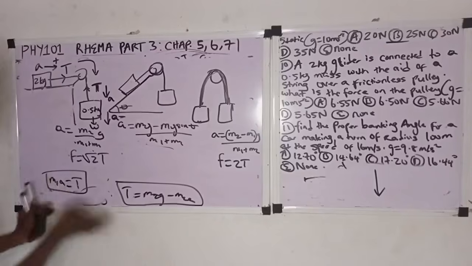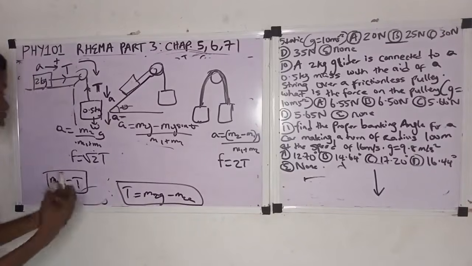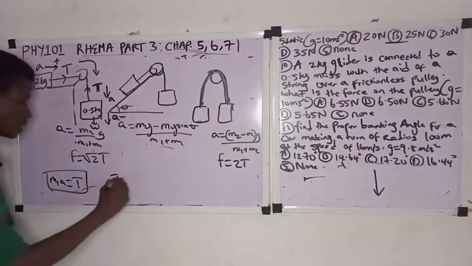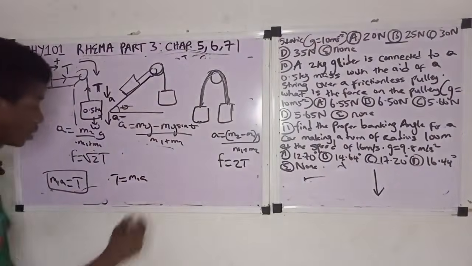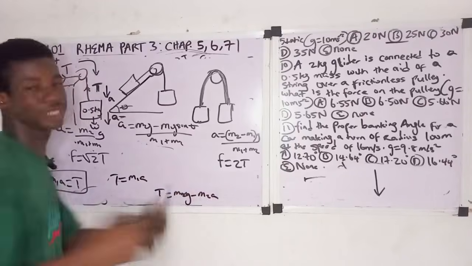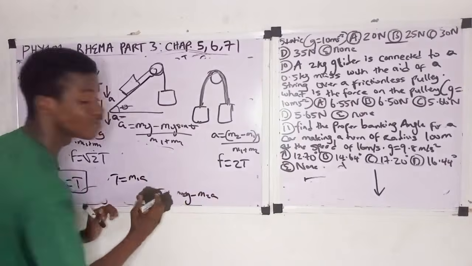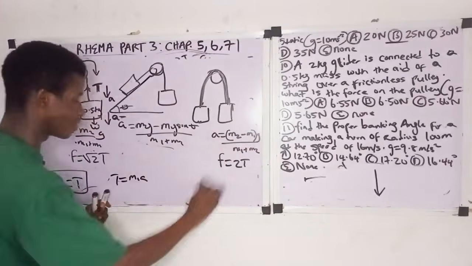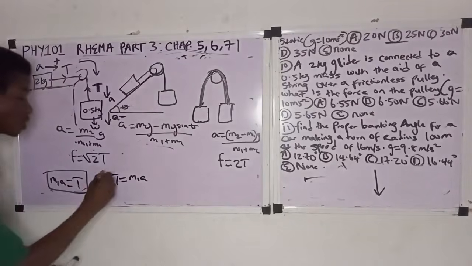So let's just use this one. Tension is equal to M1A. We can use M2G minus M2A as well, and we still get the same answer. Since this is an exam question, for the sake of time and other questions, let's just use this one. Tension is equal to M1A.